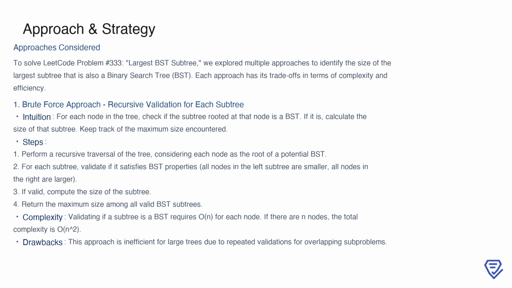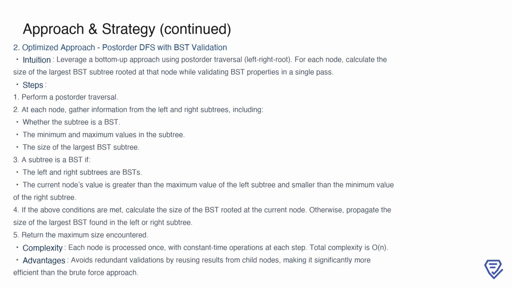While this method is conceptually simple, it requires validating each subtree independently, which involves repeated work. For example, the same subtree might be validated multiple times during recursive calls. As a result, the time complexity becomes n squared in the worst case, making this approach impractical for large trees. This inefficiency is the primary drawback of the brute force method, particularly when working with trees containing many nodes. To address the inefficiency of the brute force approach, we turn to an optimized strategy that uses post-order traversal.